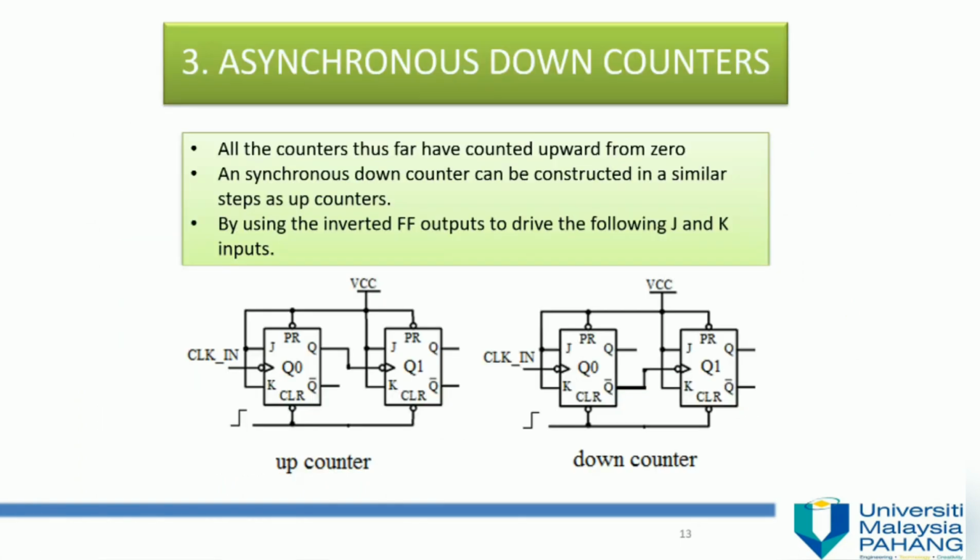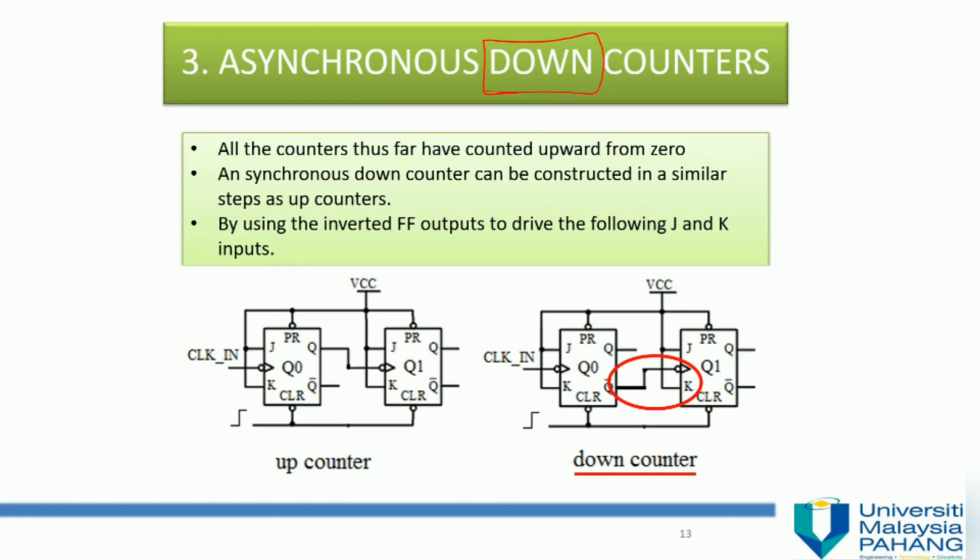The third type of asynchronous counter is the down counter. For a down counter, it will count from the larger number to the lower number. The down counter can be constructed in similar steps as up counters by using the inverted flip-flop outputs to drive the following J and K inputs.